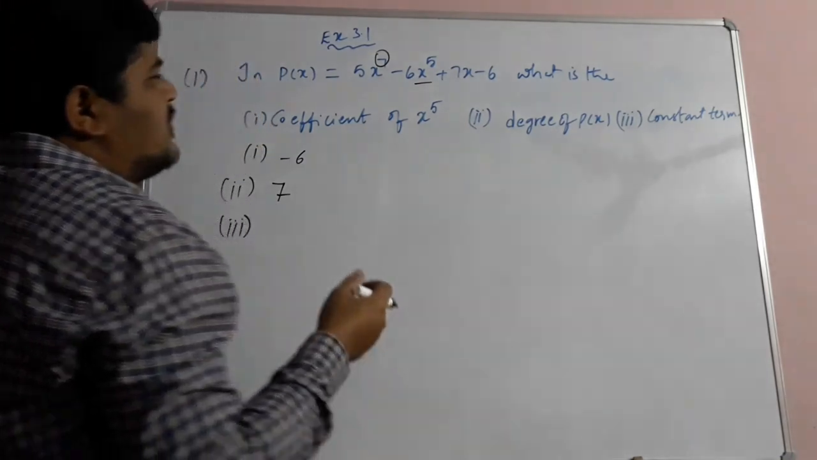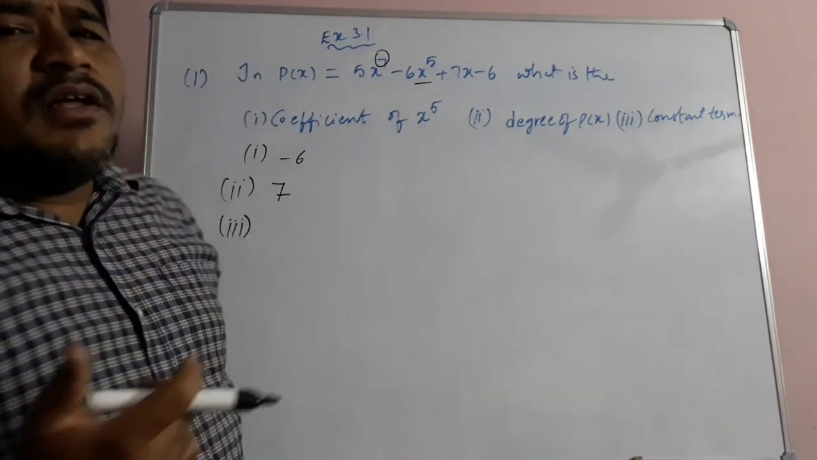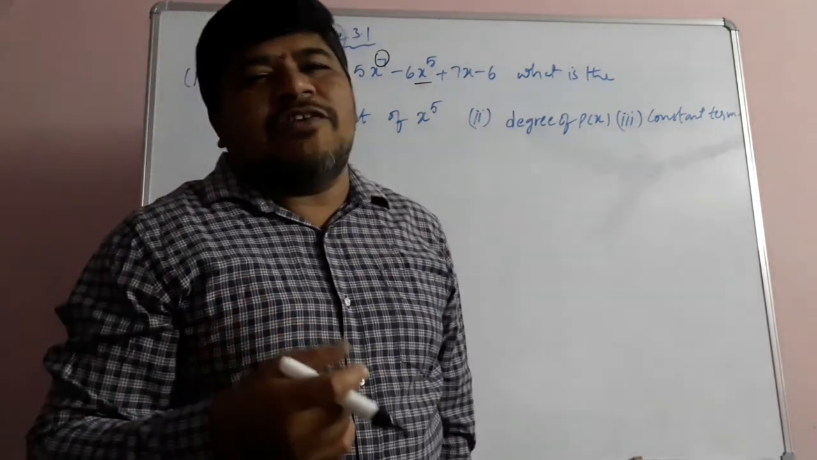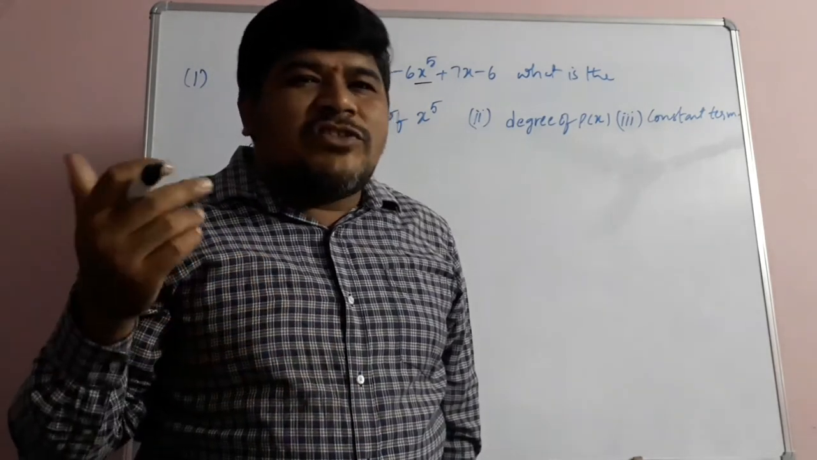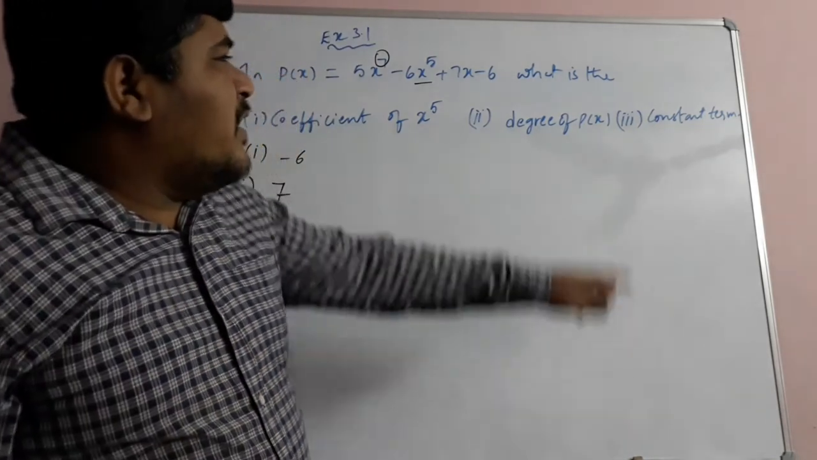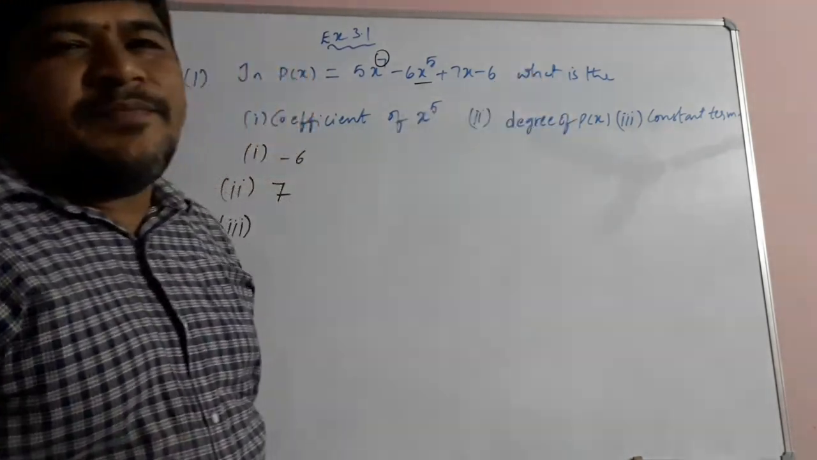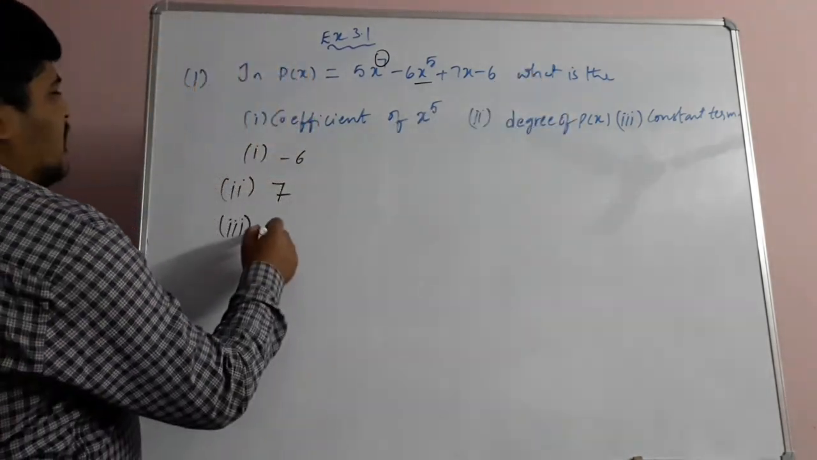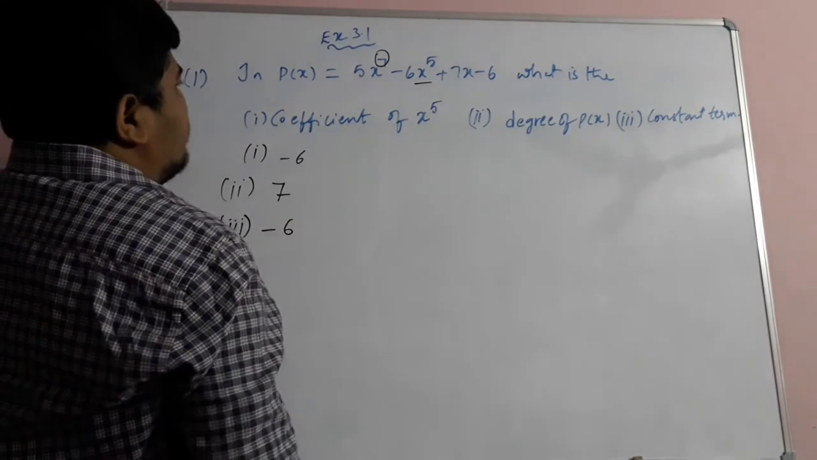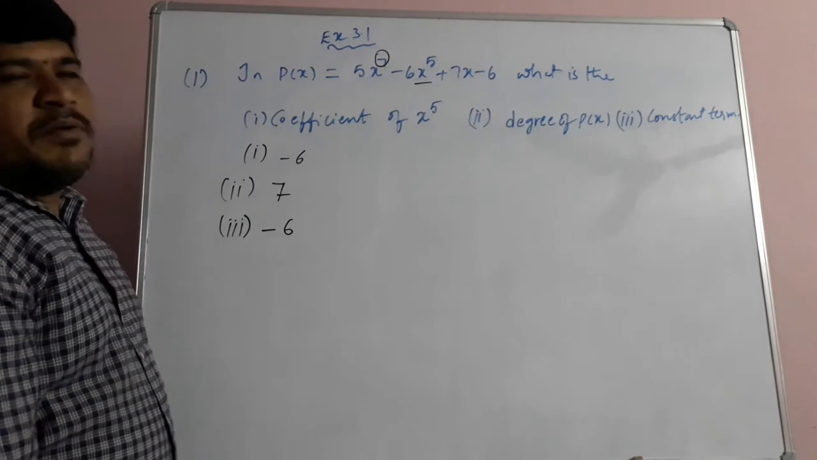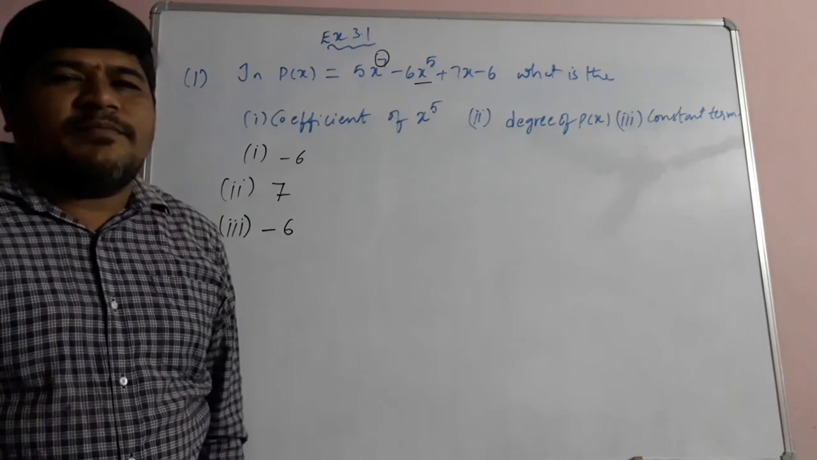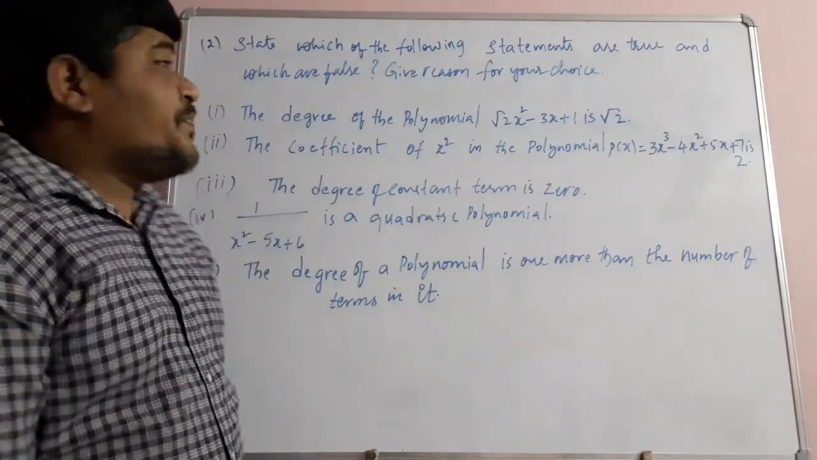Constant term. So constants, children, are the symbols which have fixed values. The symbols which do not have fixed values are called variables. So here minus 6 is fixed, and that is the constant of the polynomial. Okay, so this is the way to solve this problem. Now let's see the second problem, problem number 2.